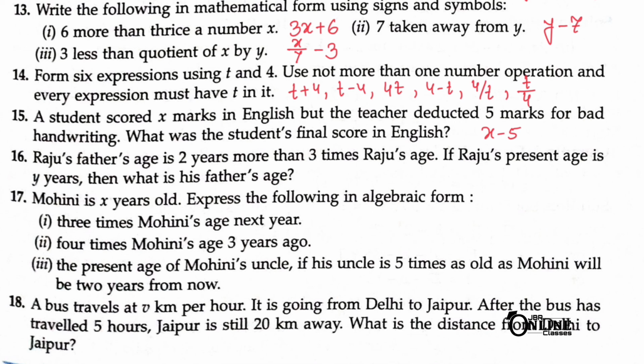A bus travels at V km per hour. It is going from Delhi to Jaipur. After the bus has traveled 5 hours, Jaipur is still 20 km away. So as here V km per hour is the speed, that means in 1 hour the bus travels V km. So after 5 hours, definitely the bus travels 5 into V, that means 5V km. Clear? And still it's 20 km away, that means again you have to add 20. So that one is the distance from Delhi to Jaipur. So that is your answer.